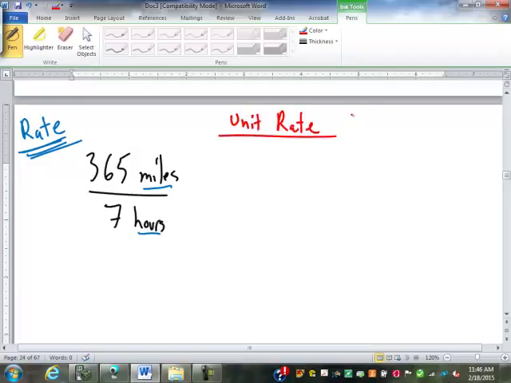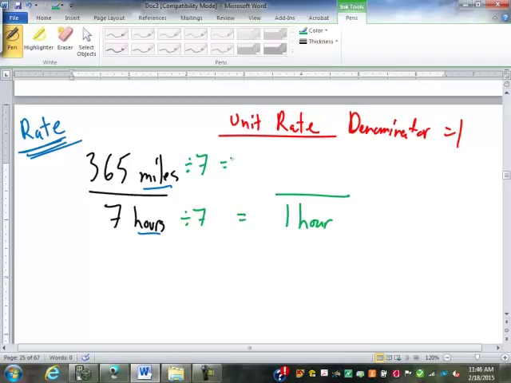A unit rate means the denominator is equal to 1. So to do that here, it's 7 hours. We would divide by 7 to turn that into 1 hour, which means, of course, we have to divide the top by 7 as well. 365 divided by 7 comes out to be what? 52.1428571 approximately miles. Of course, we'd round that off probably after about 1 or 2 decimal places. But there it is. It's reduced to a unit rate.